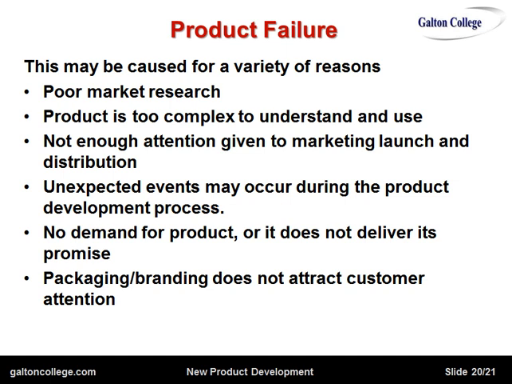It could be unexpected events may occur during the product development process. Technology may change for a start, or there may be shortages of some raw materials. There could be legal issues. It could be challenged because it violates some patents, or parts of it violates a patent. There could be all sorts of issues that arise during the development process.